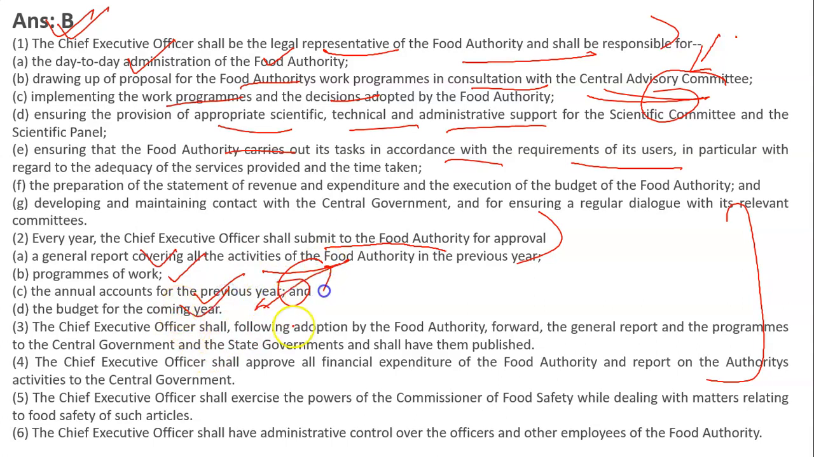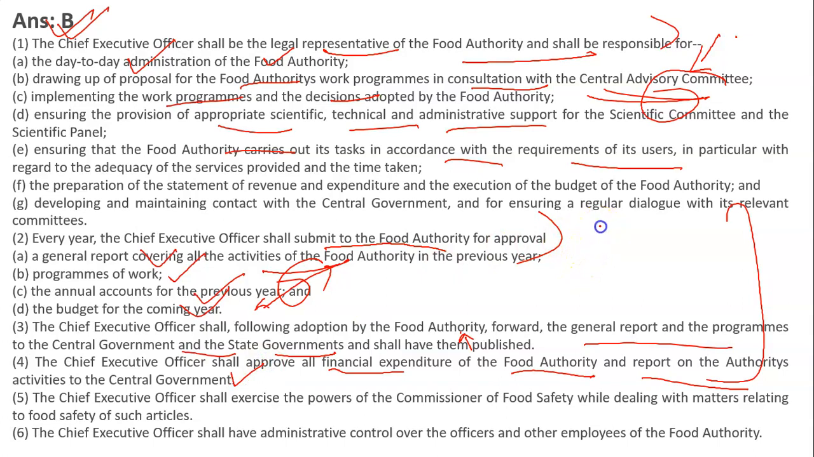He will submit the budget, then he will get the budget for running this authority, and the Chief Executive Officer shall, following adoption by the Food Authority, forward the general report and the program to the central government or the state government and shall have them published. And this Chief Executive Officer shall approve all the financial expenditure of the Food Authority and report on the authority's activities to the central government.